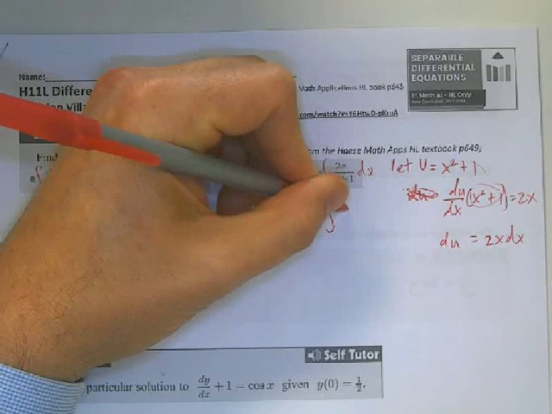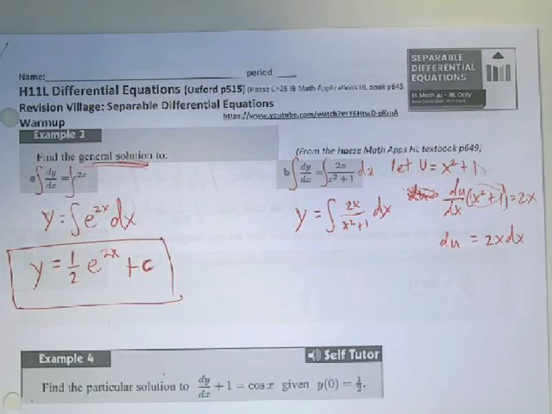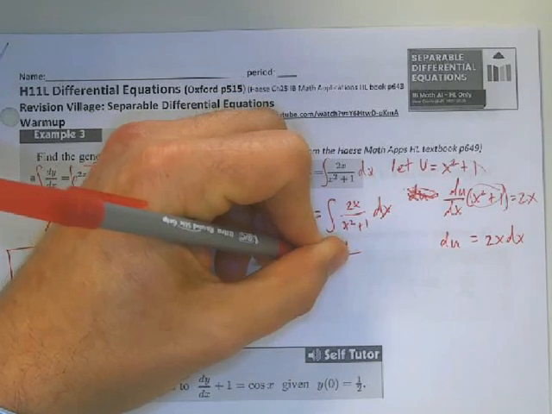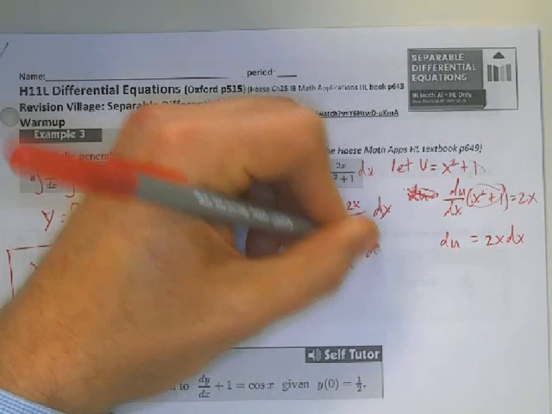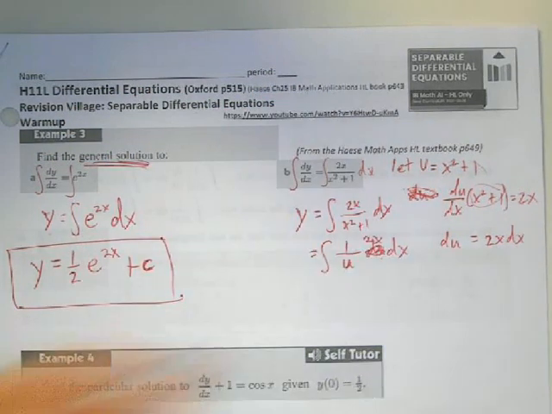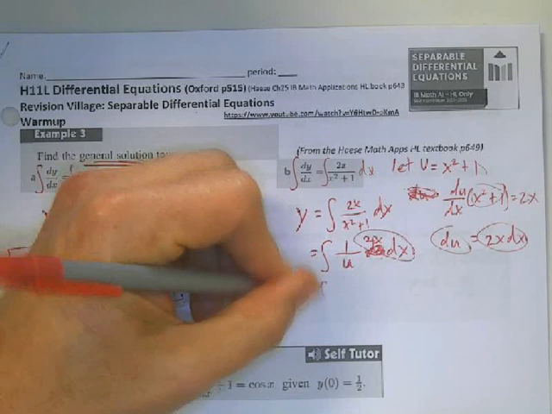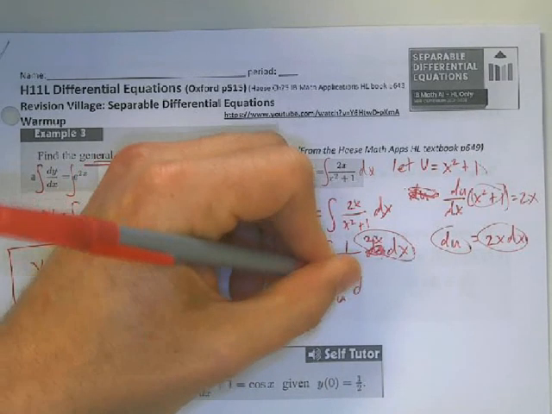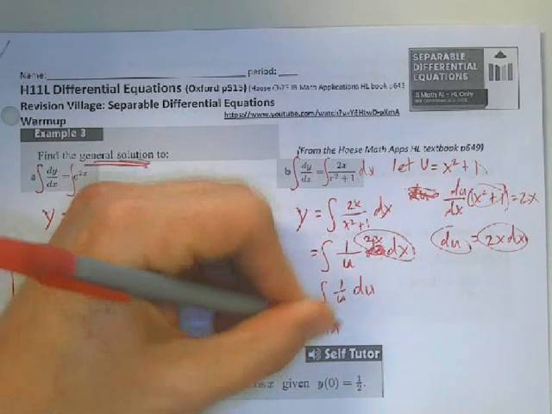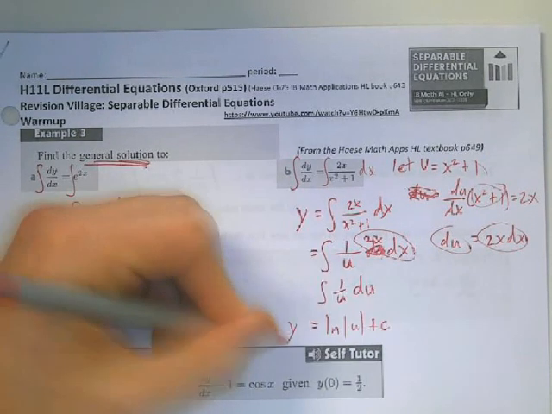So I've got the integral of 2x over x squared plus 1 dx. So I'm going to rewrite this as the integral of 1 over u, and 2x dx I'm substituting with du. So I have the integral of 1 over u du, which is equal to the natural log of u plus c.